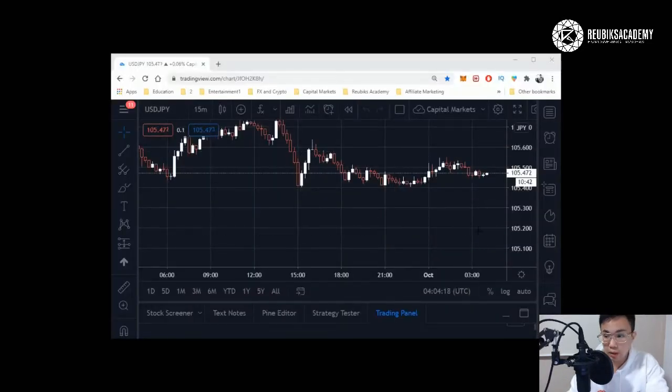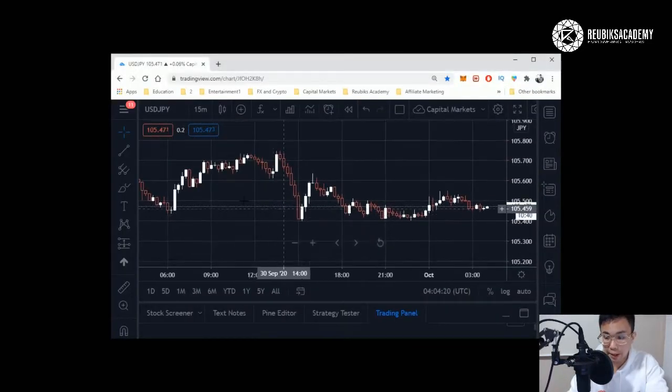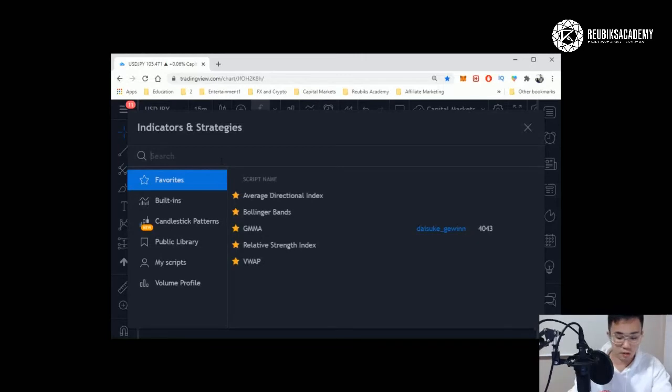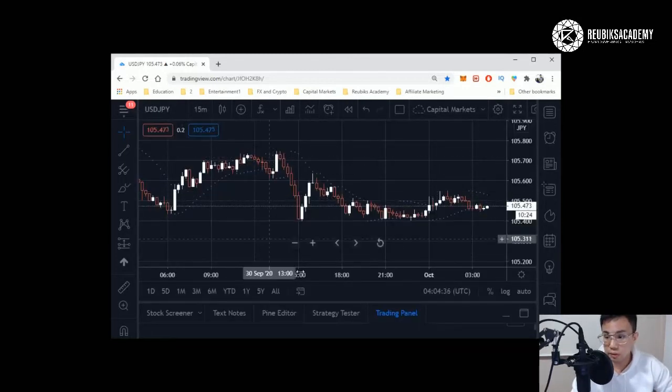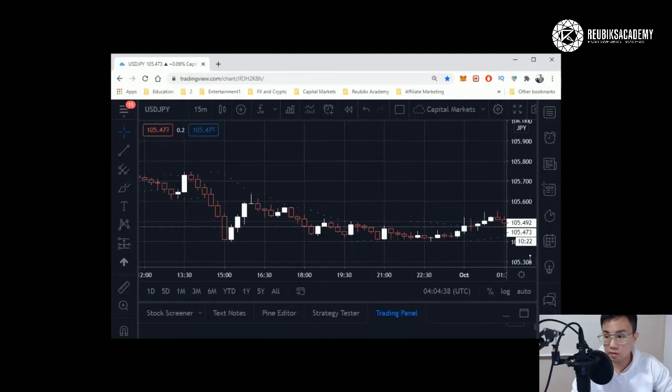Okay, so again, I'm at this particular pair. What you want to do is click on this. Sorry, wrong one, this. Okay, and you want to search for just SAR. You're going to see it right here. Choose the first one. You will see the dots. It's very obvious and very easy to spot.